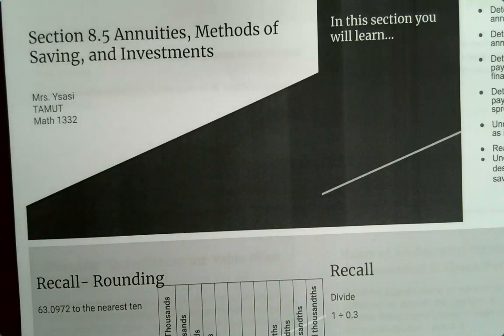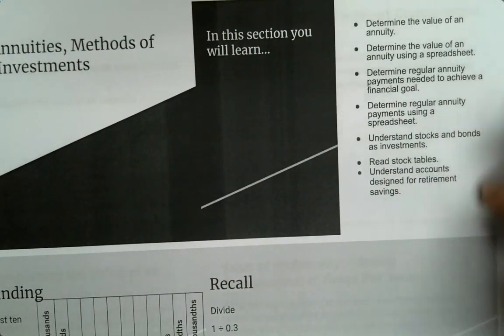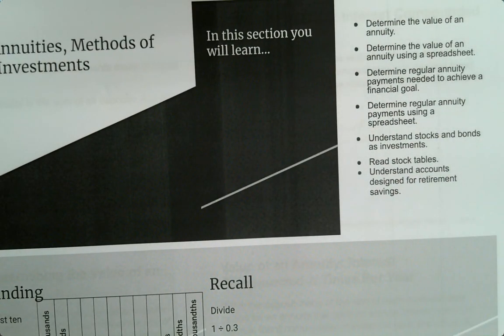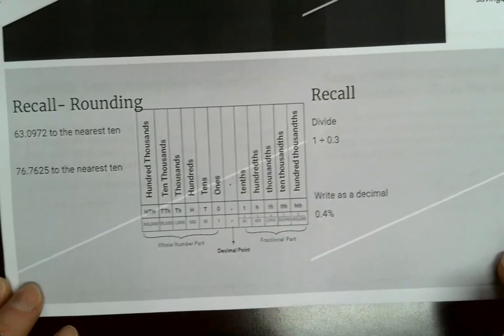We are now in 8.5, which is annuities, methods of savings, and investment. So here are the concepts we are going to learn about. So let's recall a few concepts.